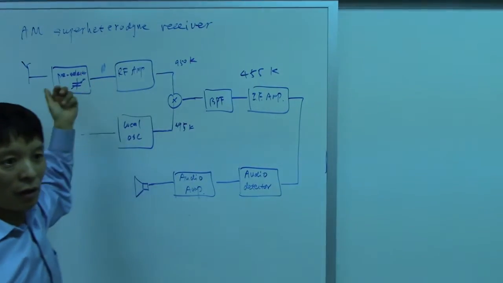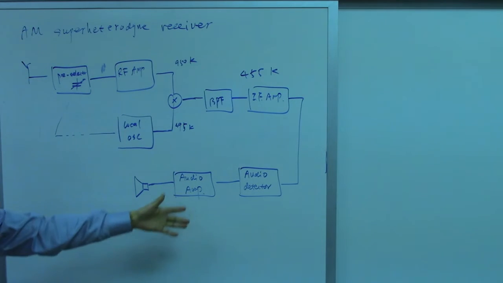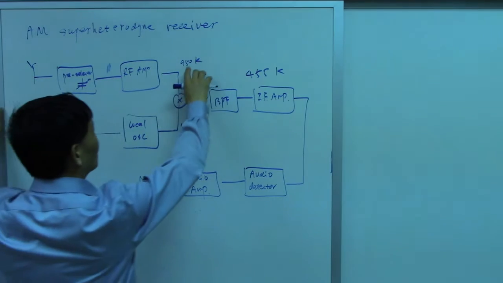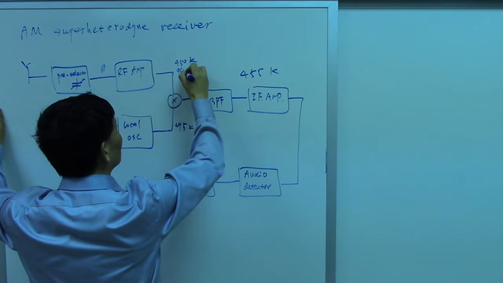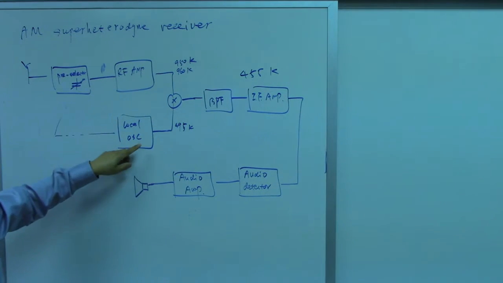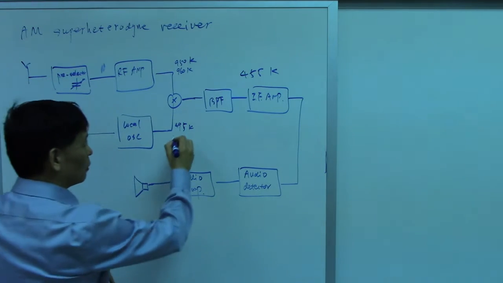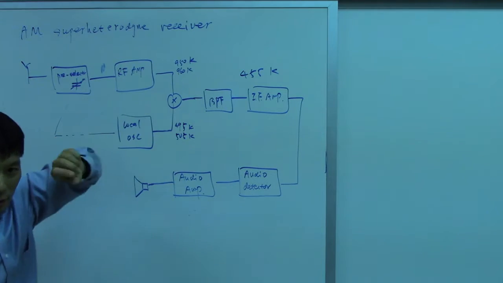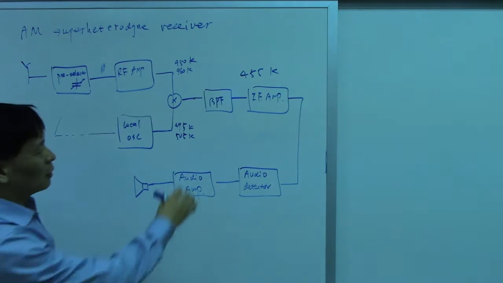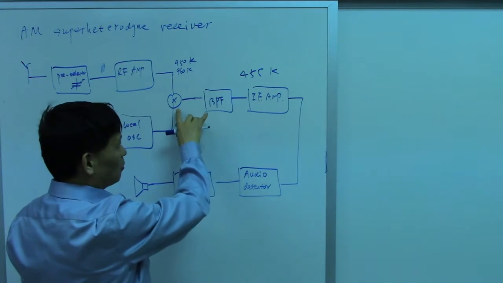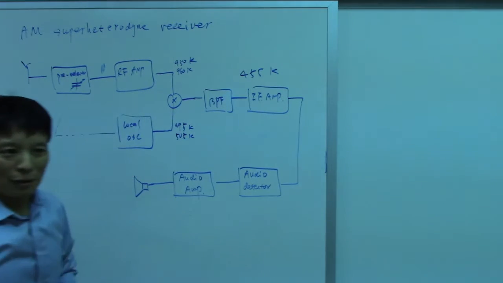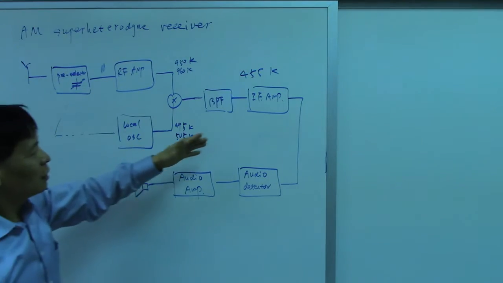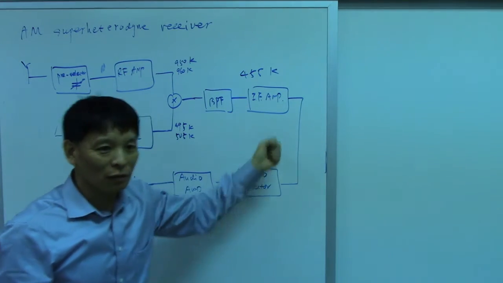It's lower than the RF. And now everything works. Next time you choose another station, for example, you choose this one to 960. What happened here? This one will change to 505 at the same time because they are connected. You turn this, you turn both. The beauty is the difference is still this. That means for different channels, you have the same intermediate frequency network.